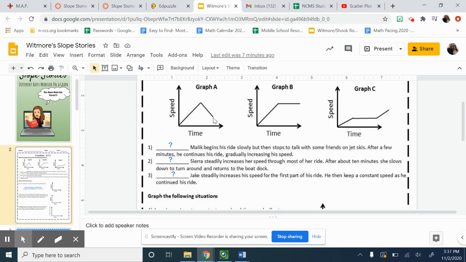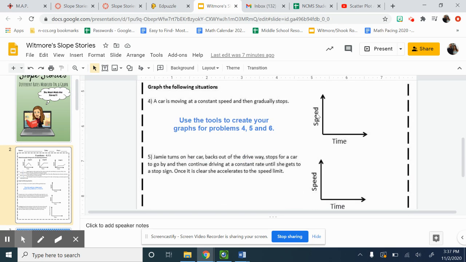Number 3, Jake steadily increases his speed for the first part of his ride. He then keeps a constant speed as he continues his ride. So he's going to increase, and then he's going to have a constant speed as he continues his bike ride. So number 3 would be B. So 1 was C, 2 was A, 3 was B.